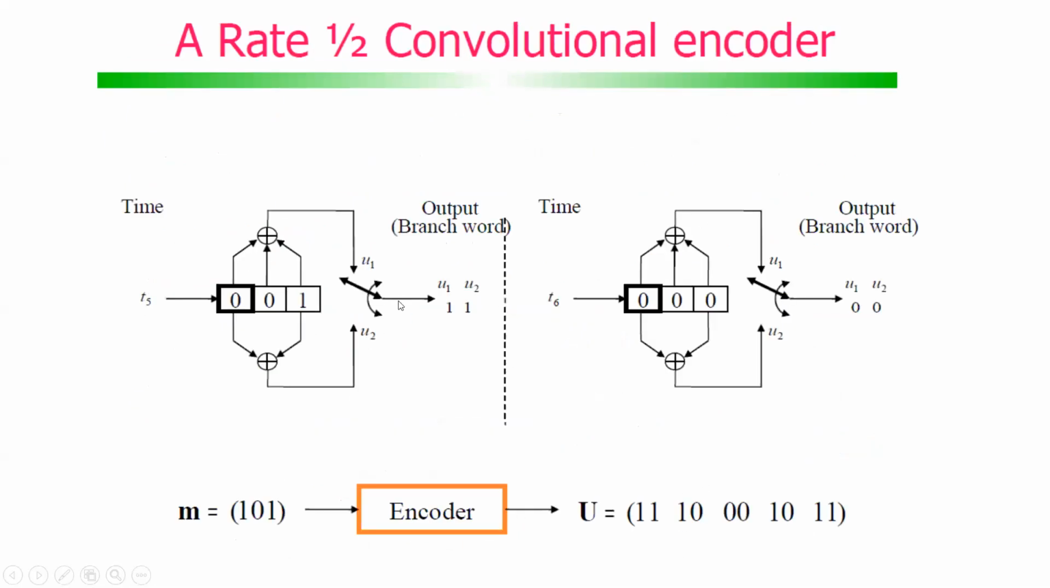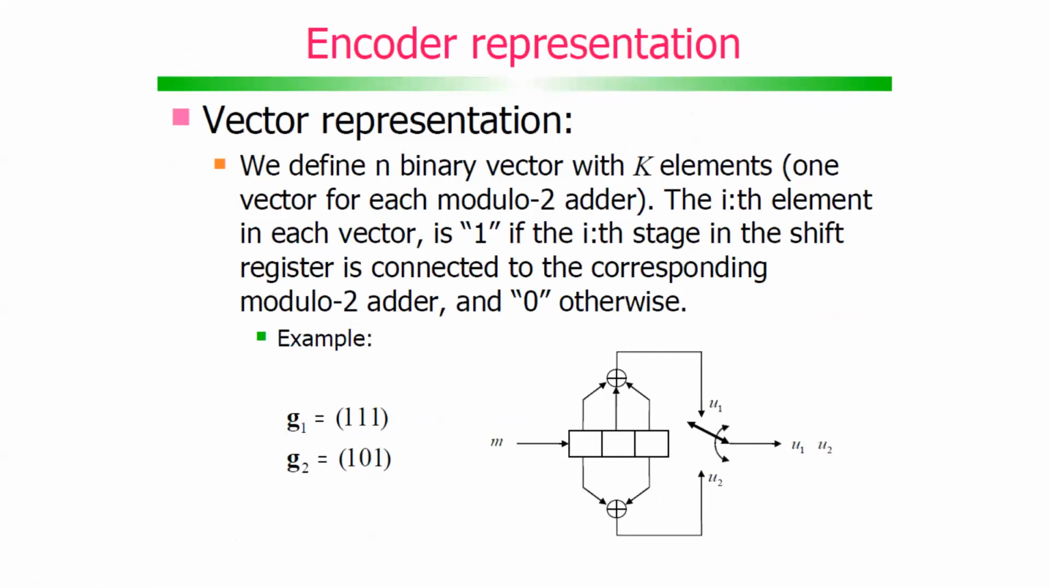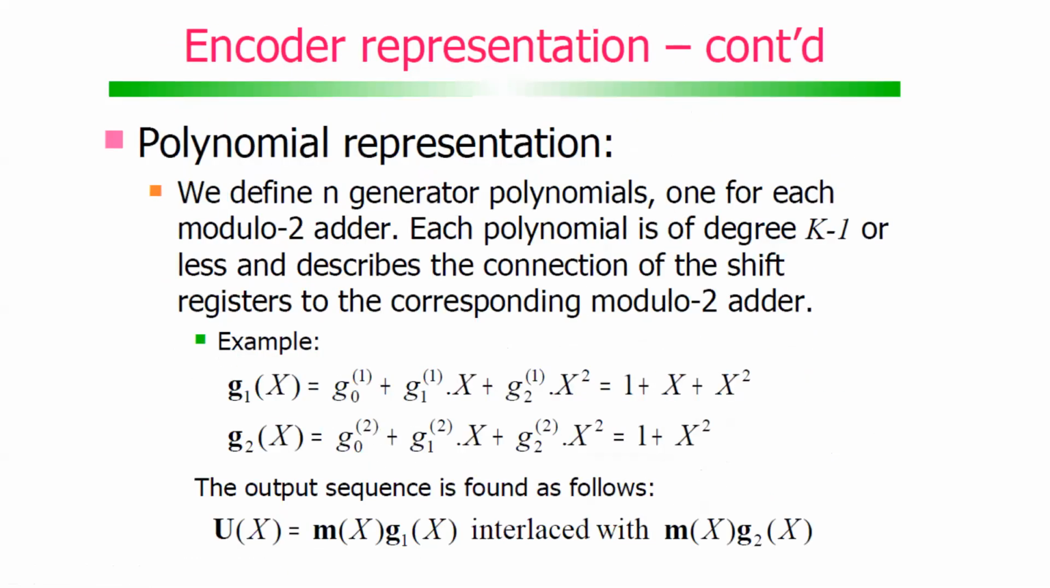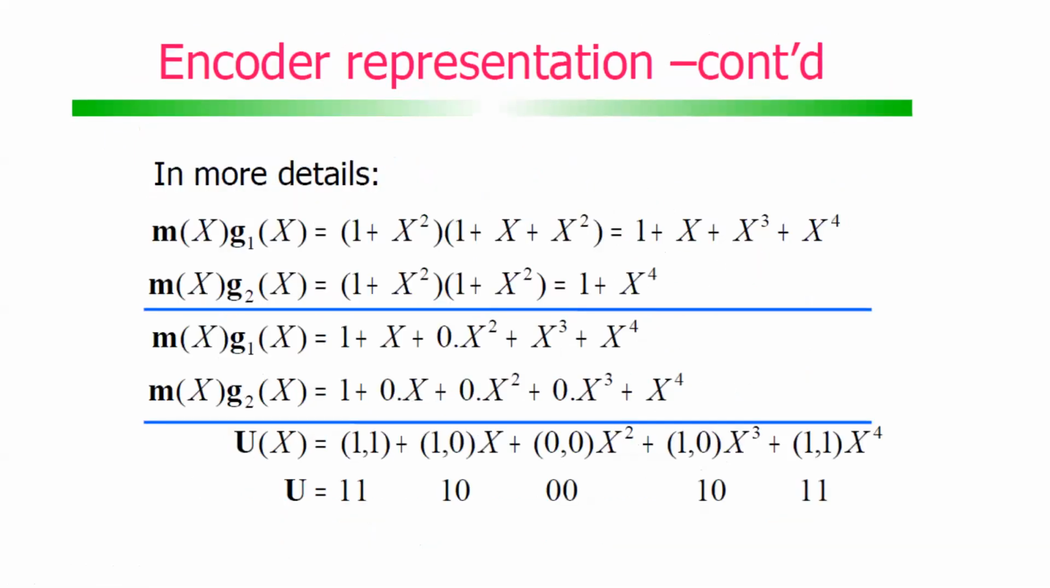So there are different ways of expressing the structure of the encoder. It may be a representation like G1 111, G2 101, or it can be a polynomial: G1(x) will be 1 plus x plus x square, and G2(x) will be 1 plus x square, because for the term x the coefficient is 0. So this is how the outputs can be obtained using the polynomial representation, the vector representation, and structurally also you can find the output.